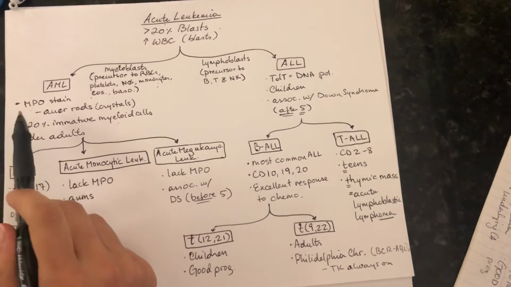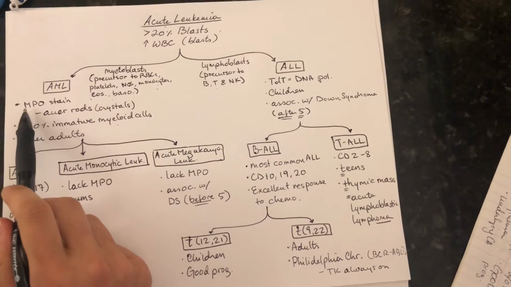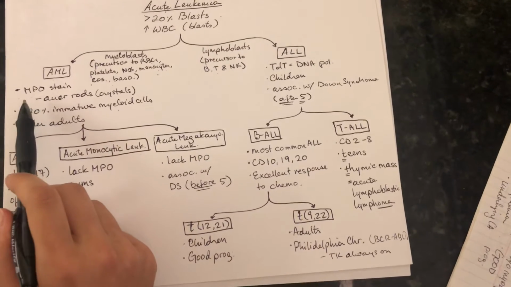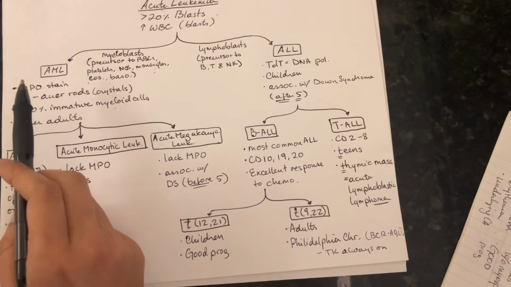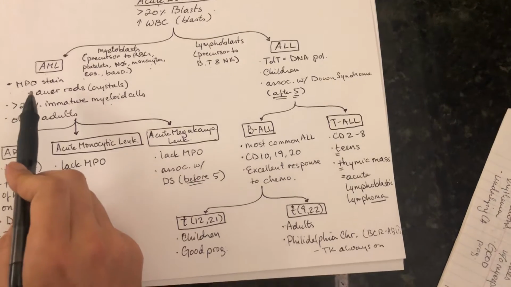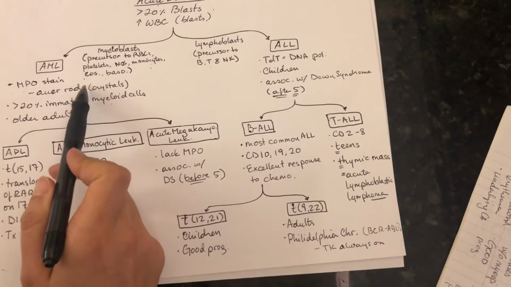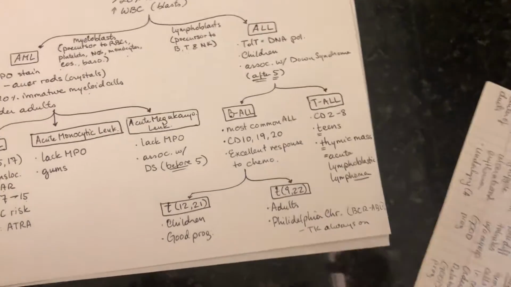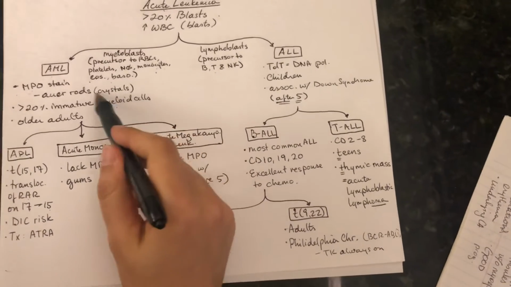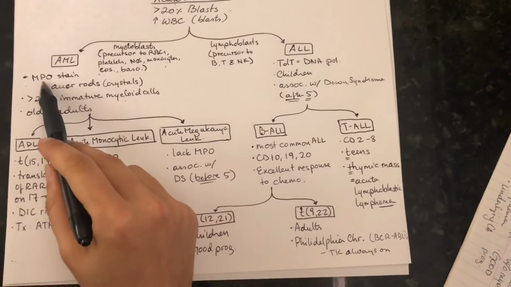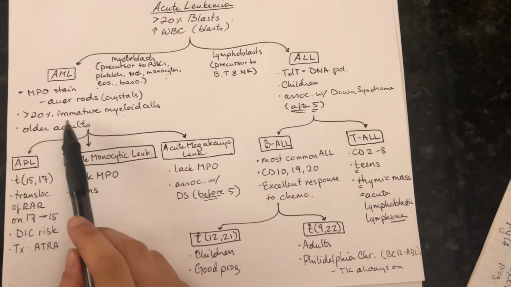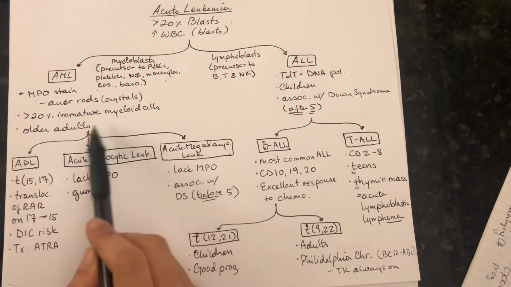AML will stain positive for MPO, myeloperoxidase, and when you stain with that, you sometimes find Auer rods. A lot of the times on board exams, it seems like they show pictures of Auer rods, so there are these crystal shapes that come up on MPO stain. And you'll have greater than 20% immature myeloid cells.